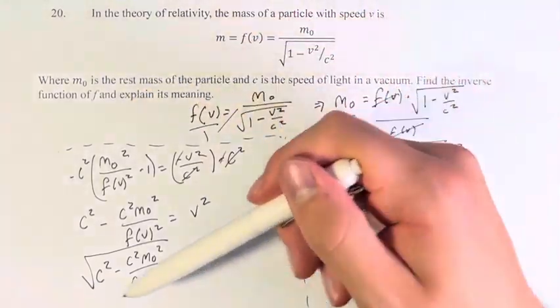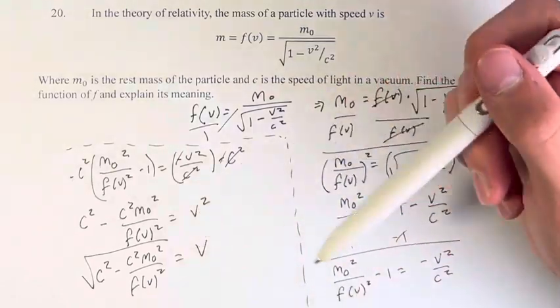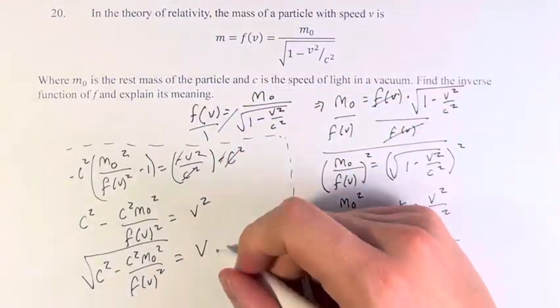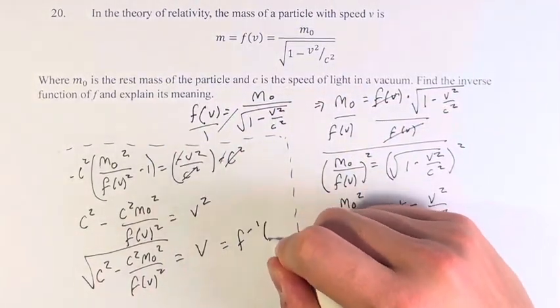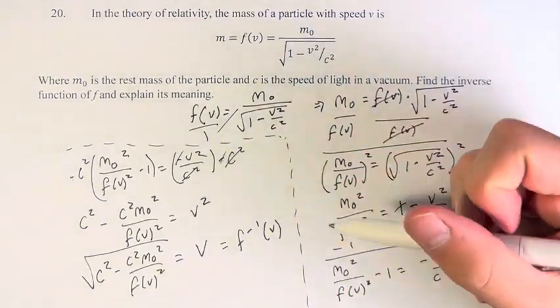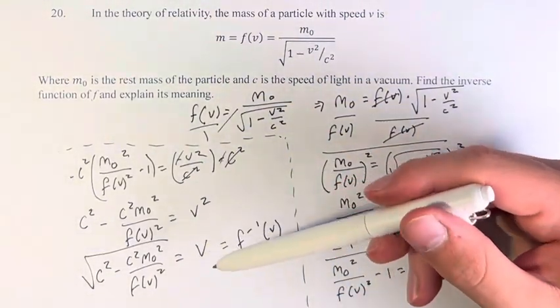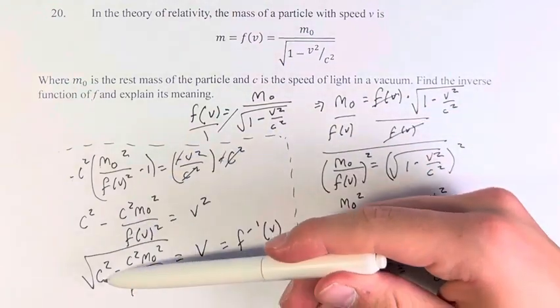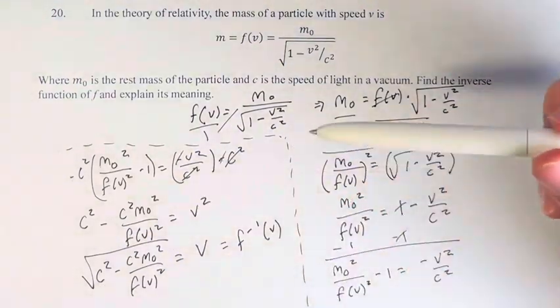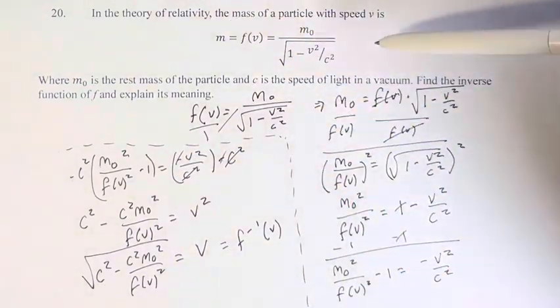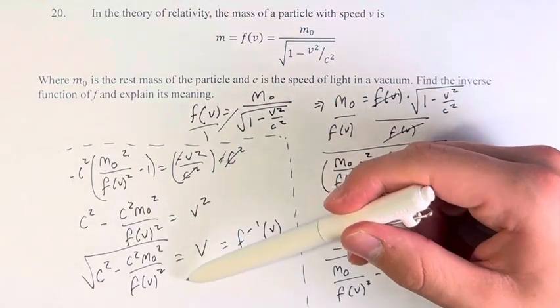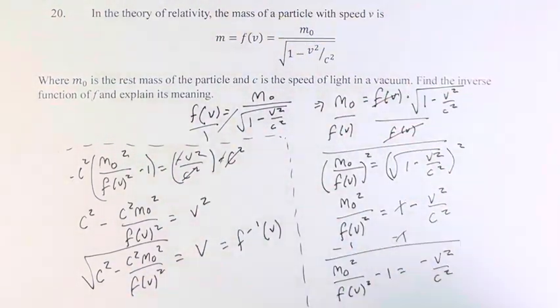And we're asked to explain the meaning of this function, and since we didn't flip the variables, this inverse function is the value of v as a function of f of v. So it's the speed as a function of the mass, as opposed to the mass as a function of the speed, which is the original function f of v.